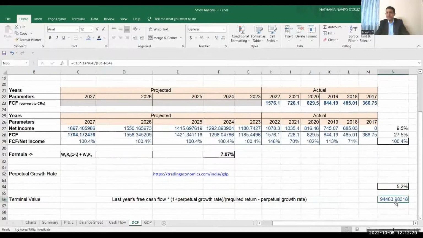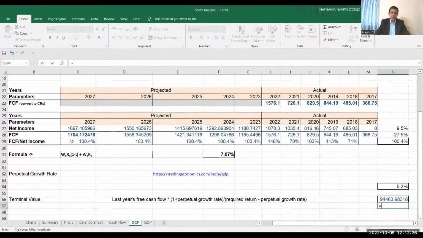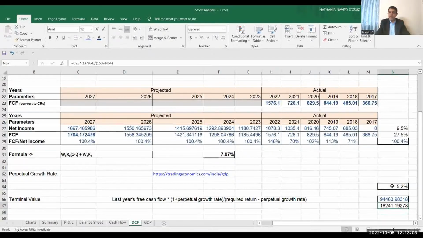And this is the value which we get as our terminal value of the company. Let me demonstrate once. The free cash flow, we look it up here. Then we multiply that with 1 plus the perpetual growth rate, which is 5.2%. And then divide that by the required growth rate, which is 15%, we'll just directly populate it here, minus the perpetual growth rate. So we get a different value.